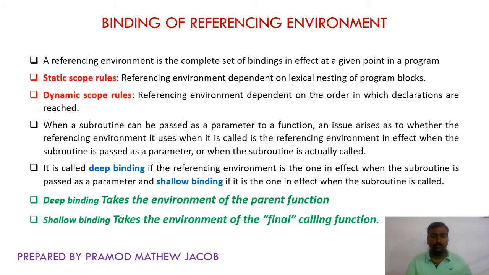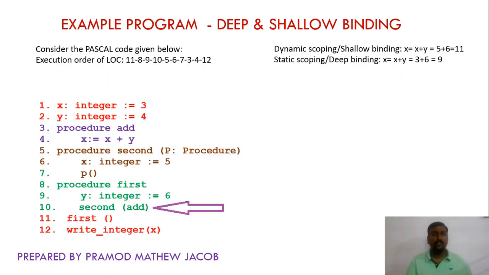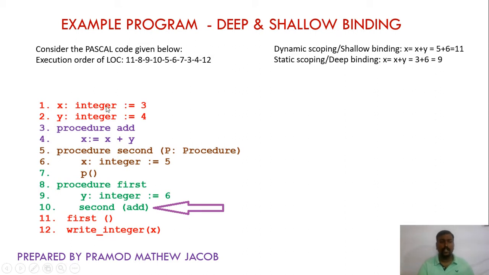I will explain it with an example. Consider the given Pascal code. In this Pascal program, first we are declaring two global variables. X is of type integer and we are initializing it with the value 3. Y is of type integer and we are initializing it with the value 4.